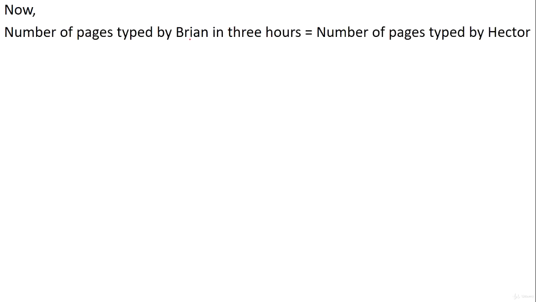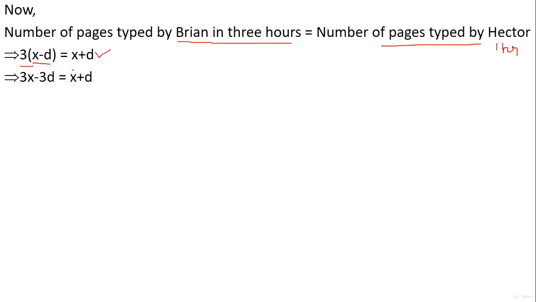Now it is said that the number of pages typed by Brian in 3 hours equals the number of pages typed by Hector in 1 hour, right? So in 1 hour Brian can type x minus d, so in 3 hours he can type 3 times x minus d. And similarly the number of pages typed by Hector in 1 hour is x plus d. So these both are equal. Implies 3x minus 3d is equal to x plus d. Implies 2x is equal to 4d and x is equal to 2d.